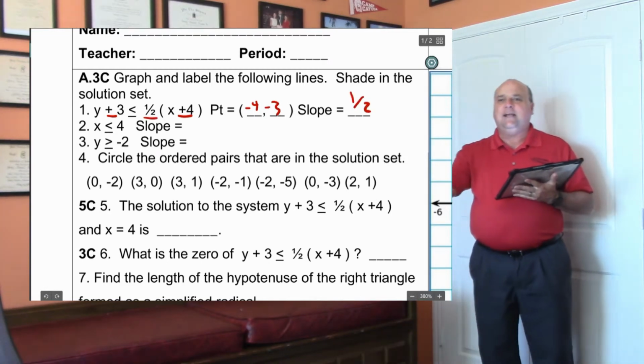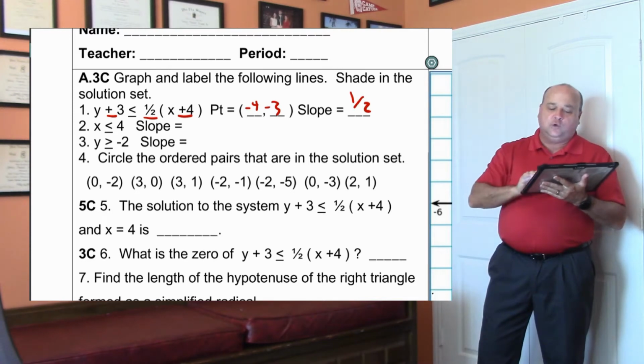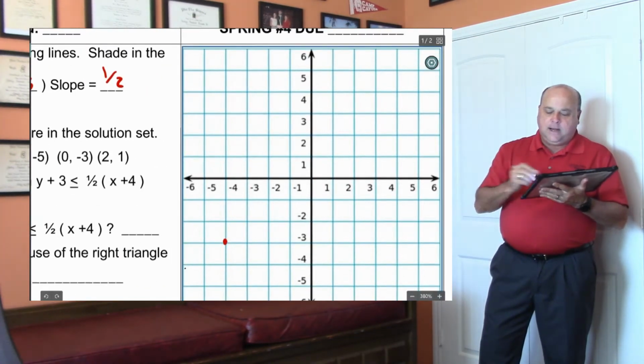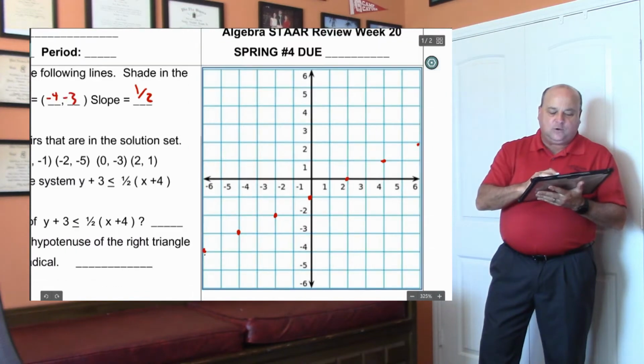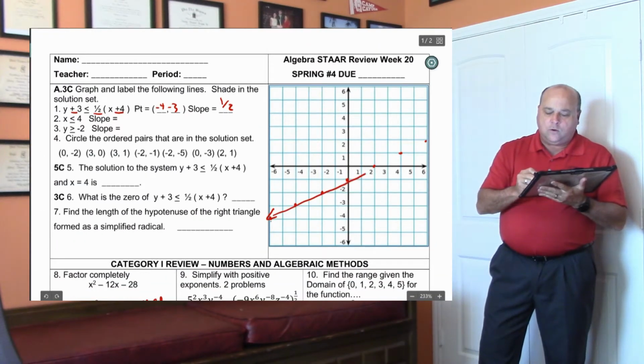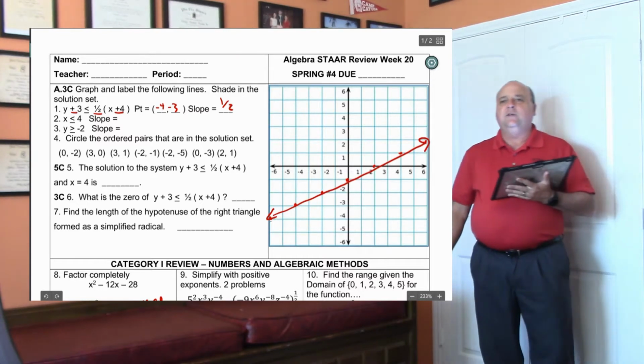So I'm going to plot that point, and I'm going to go up 1, right 2. So I'm going to go to negative 4, negative 3. And then I'm going to go up 1, right 2, up 1, right 2, up 1, right 2. Repeat the process, go backwards, and do I have a solid line? I have a solid line. So I have this, don't I?